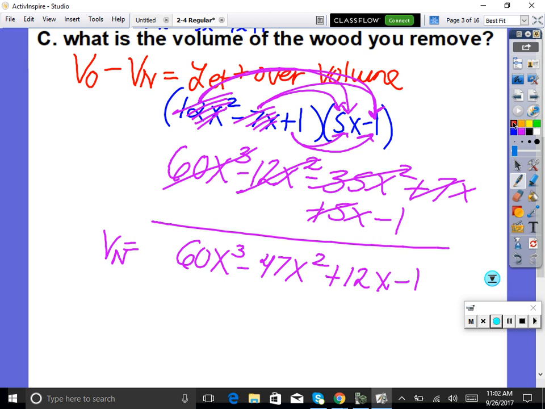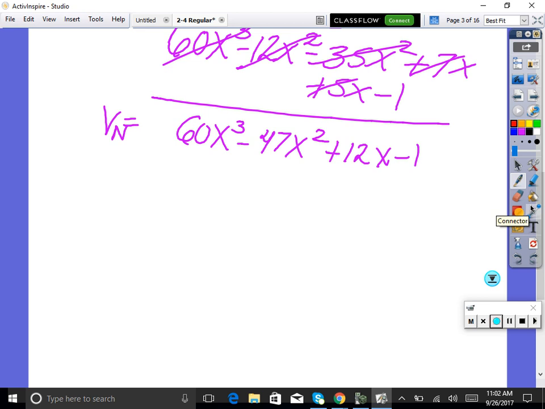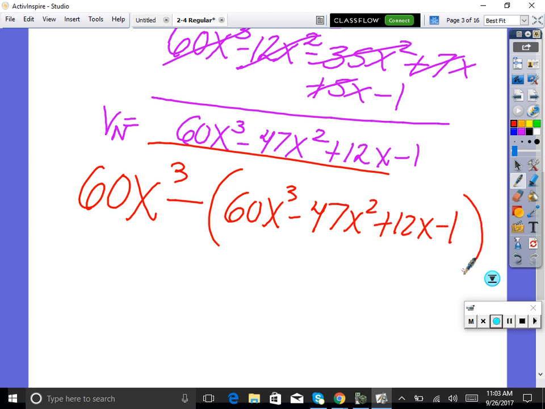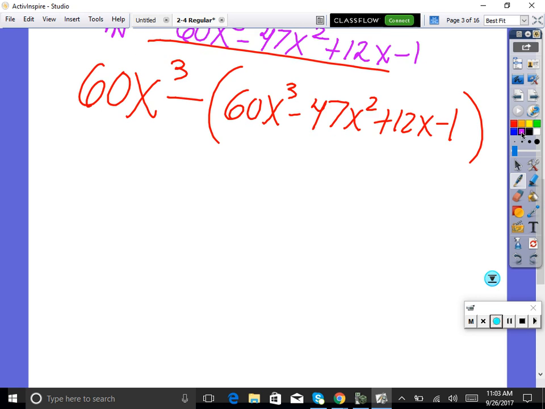The volume of the leftover was the volume of the original, which was 60x cubed, minus the volume of the new. So it's minus all that stuff. You've got to use parentheses. So you're subtracting off the entire volume. So now we're testing, can you subtract two polynomials? Anyone have a suggestion on how I should continue this correctly?